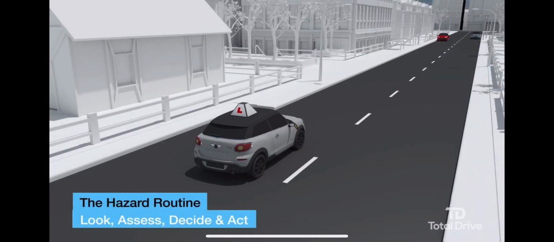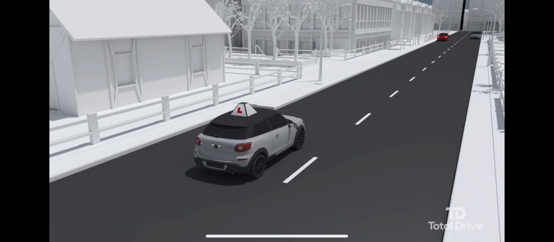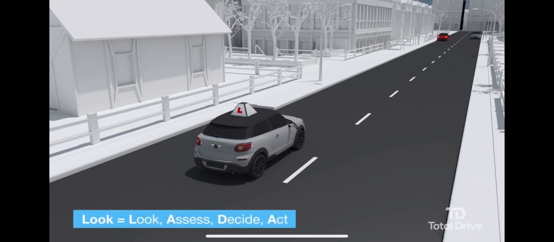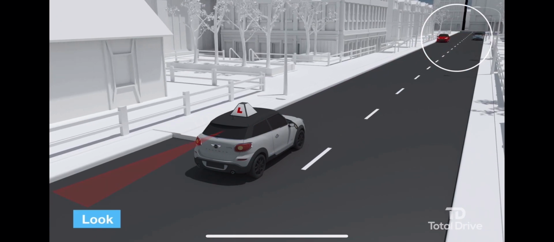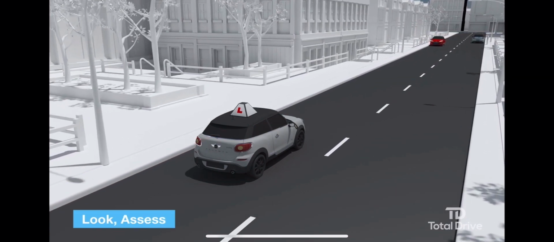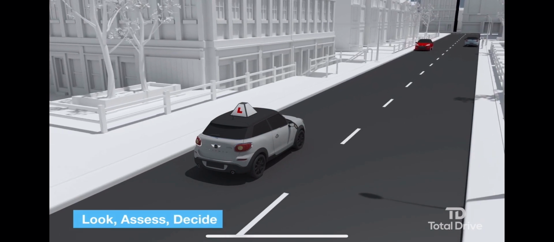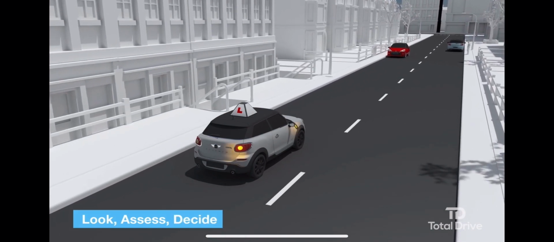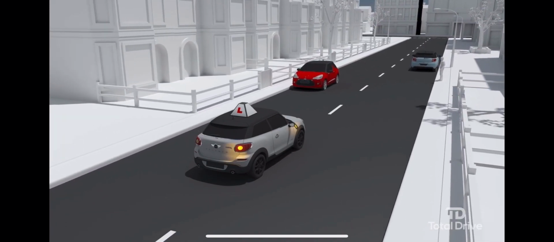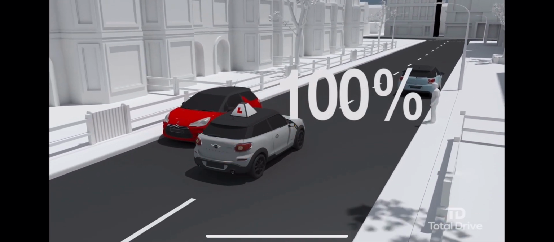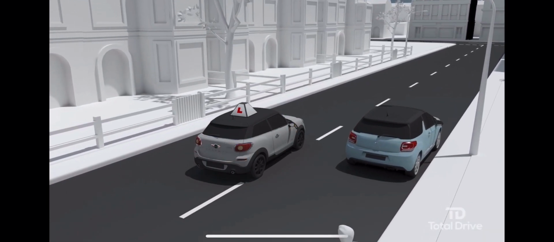Look, assess, decide, act. This is sometimes referred to as the ladder routine. As you get close to the hazard, you'll need to look all around and in your mirrors to see what's happening. Assess the situation and then decide whether to stop or go. Then, act upon that decision. Only proceed when you are 100% sure it is safe to do so.